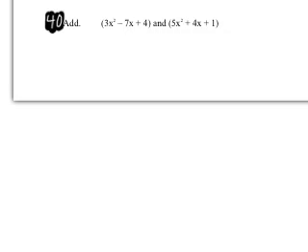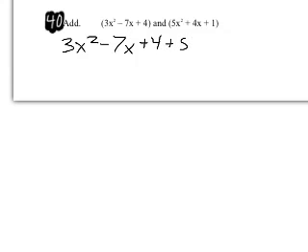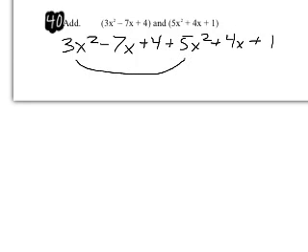So I'm just going to take away the parentheses now. We have 3x squared minus 7x plus 4 plus 5x squared plus 4x plus 1. We're just adding like terms. So we can add these two together. 3x squared plus 5x squared gives us 8x squared.